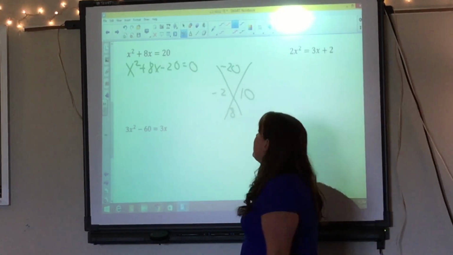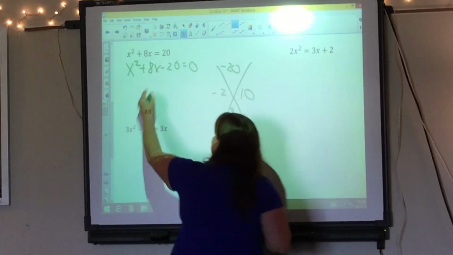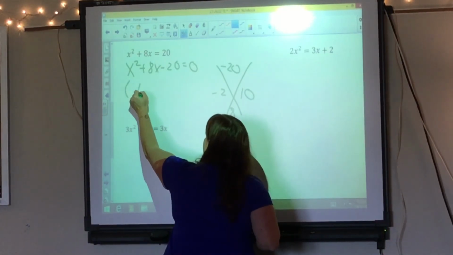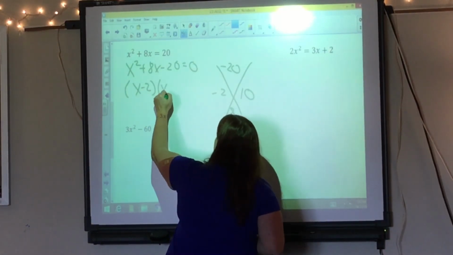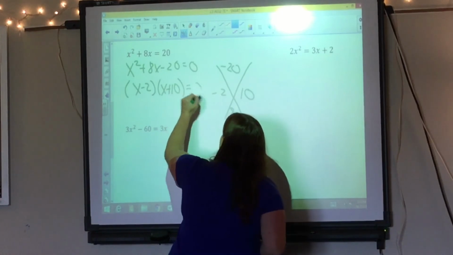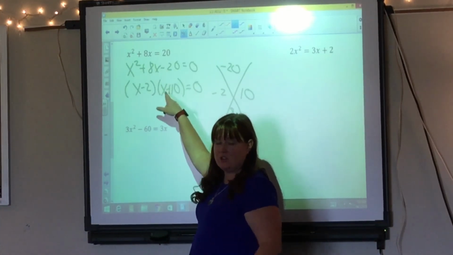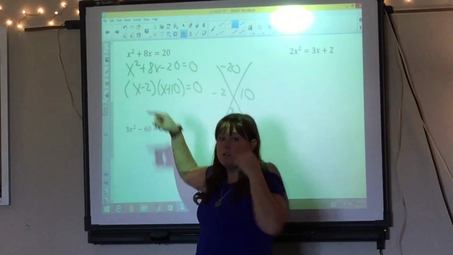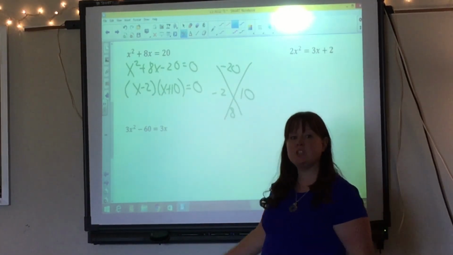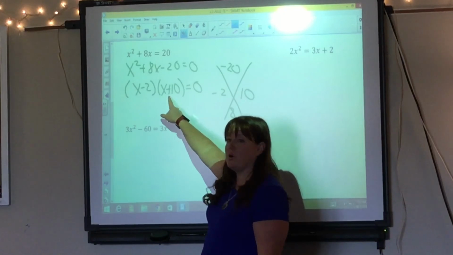So then I can write, instead of writing it this way, x minus 2 and x plus 10. See, this and this are the same thing. I just factored it. Don't you do equals 0? Yeah, so then my question is, where are the zeros?